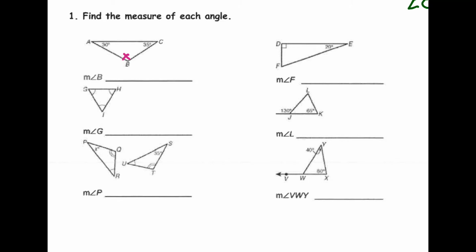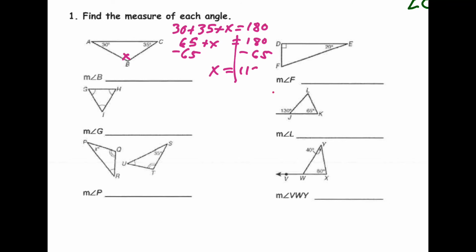So for number 1 here, we're going to have an equation of 30 plus 35 plus x is equal to 180. This is just a triangle sum theorem problem. We know 2 angles, we need to find the third, so we can add them up and then set it equal to 180. So this is going to be 65 plus x is equal to 180. Subtract 65 from both sides, and you get an answer of x is equal to 115. So then the measurement of angle B is 115 degrees.